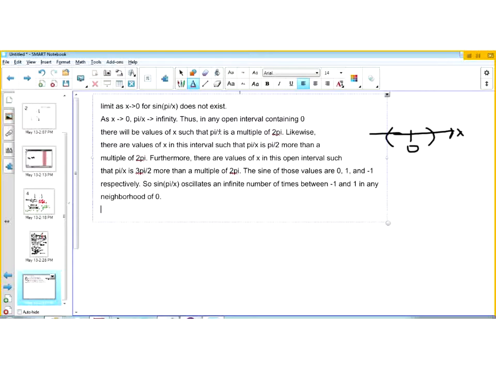Okay, so the conclusion is, thus, the limit as x approaches 0 of sine pi over x does not exist, because we can't corral the value. All right. Okay, so an interesting structure there. All right. Next slide.